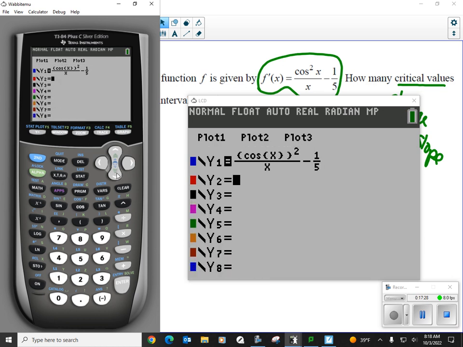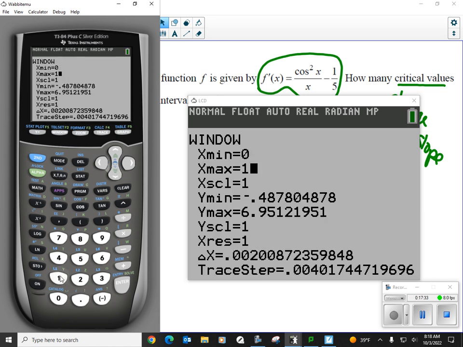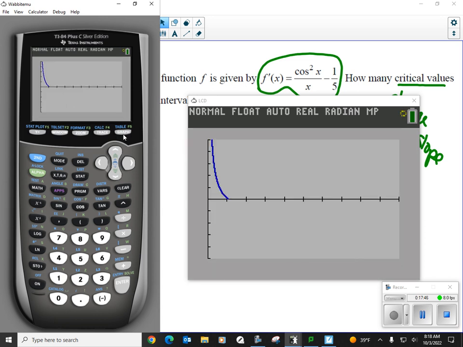And the beautiful part is, on my window, I just want to go from 0 to 10 on the x. I don't care about anything else. In the y, let's go from -2, let's go by 5s. Let's graph this bad boy. Here we go. Okay. It looks like it definitely crosses here, here, and here, but I don't know what's happening here. So let's zoom in a little bit.